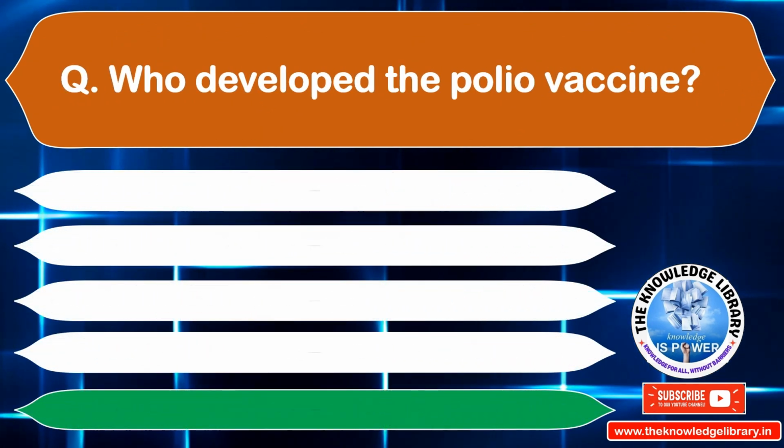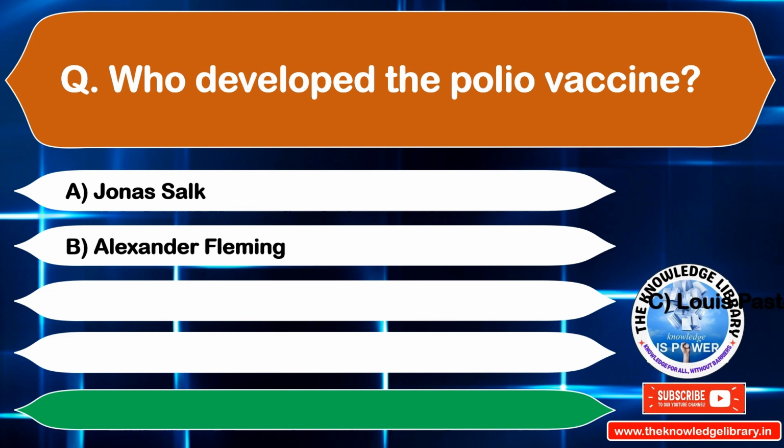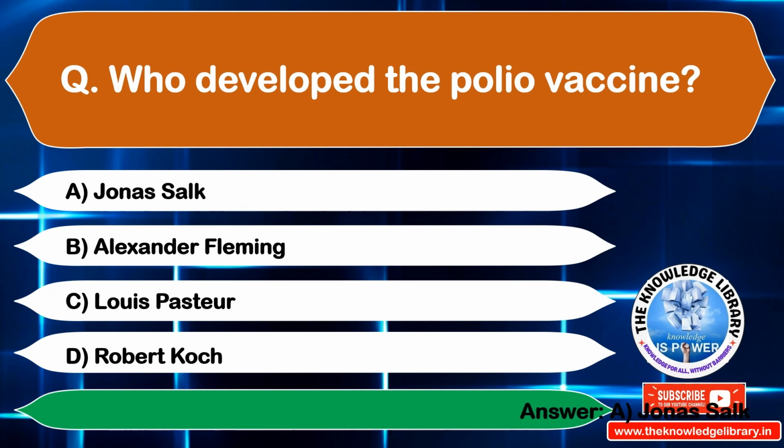Who developed the polio vaccine? Option A, Jonas Salk. Option B, Alexander Fleming. Option C, Louis Pasteur. Option D, Robert Koch. The correct answer is option A, Jonas Salk. Move on to the next question.